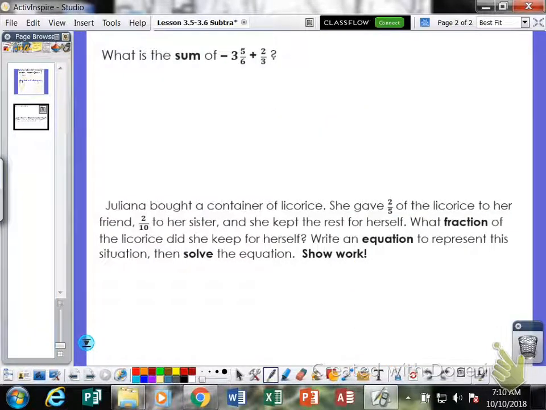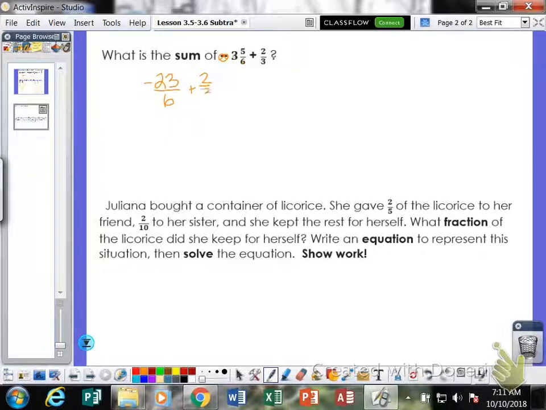All right, what is the sum of negative 3 and 5/6 plus 2/3? Again, we need to convert these to improper fractions first. So I'm going to take 3 times 6 is 18. I'm going to forget about the negative for just a second. 3 times 6 is 18. 18 plus 5 is 23/6. Then tag the negative along.